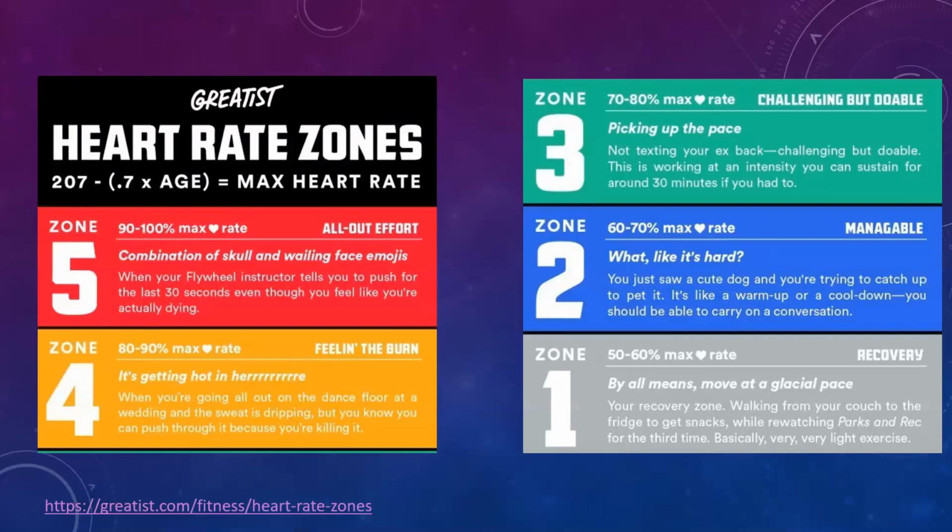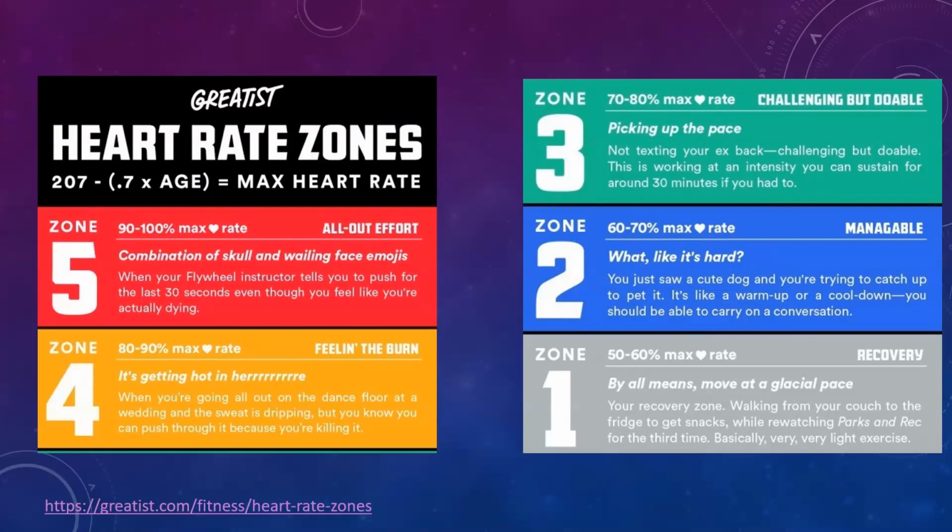Here is my favorite heart rate zone chart. The percents of heart rate max are pretty classic for these different zones. So you just take your max heart rate, and you calculate your zones based on that. Zone 1 would be, by all means, moving at a glacial pace, true recovery zone. Couch to fridge, get some snacks, you're basically just existing.